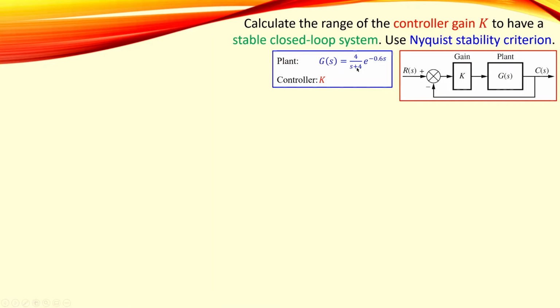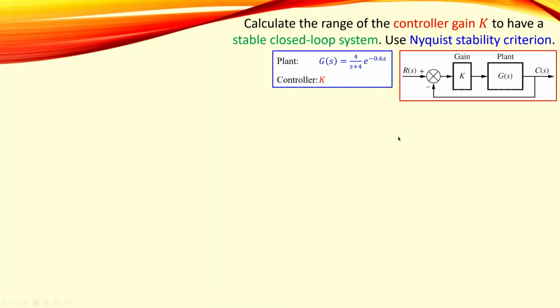As you can see, it is a first order system with a time delay, and a time delay is just given with an exponential function, and the time delay is 0.6 seconds, as you can show here. Now the controller is just a K, which is just a proportional controller. Now the question in place is the following: calculate the range of the controller gain K to have a stable closed-loop system. Now use Nyquist stability criterion.